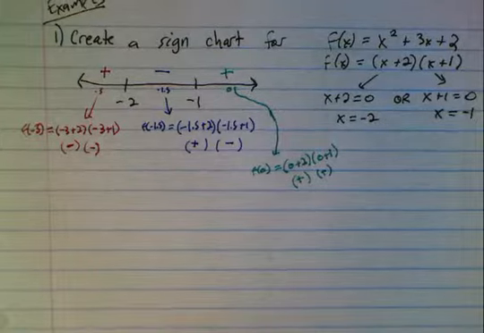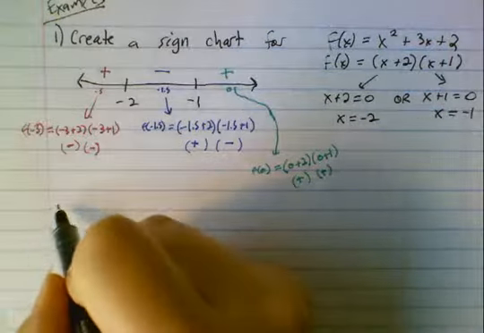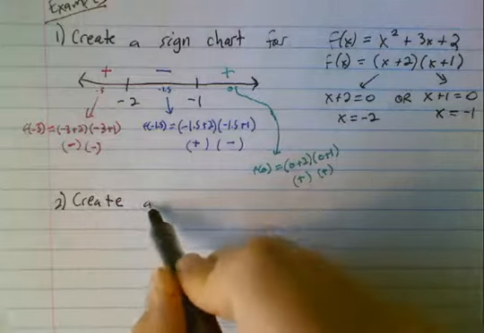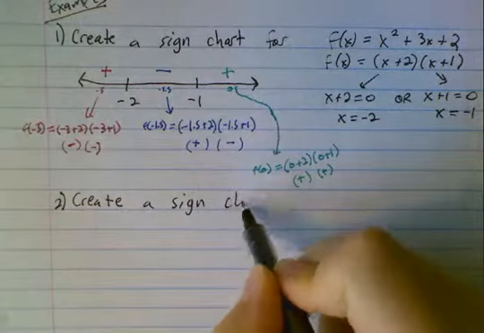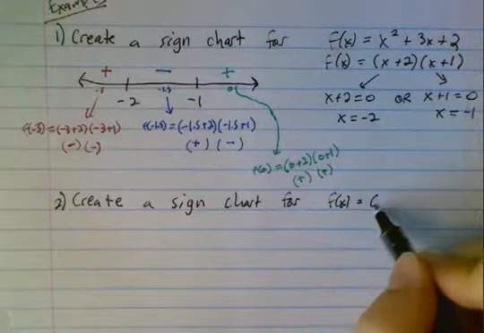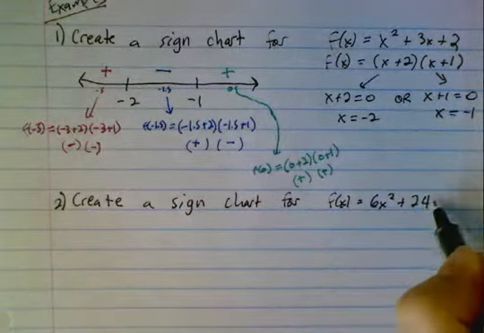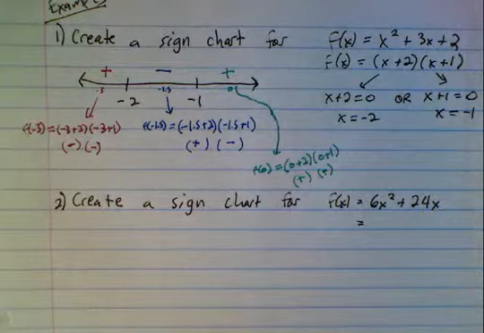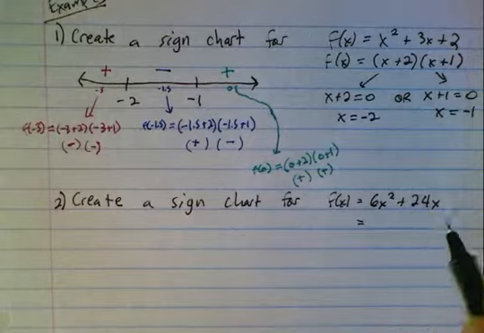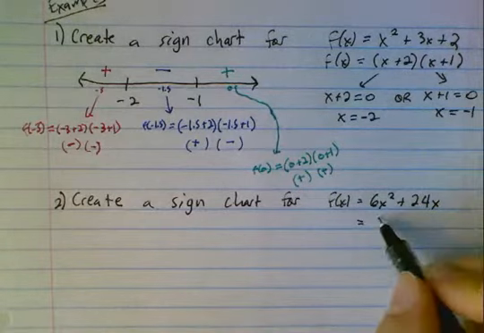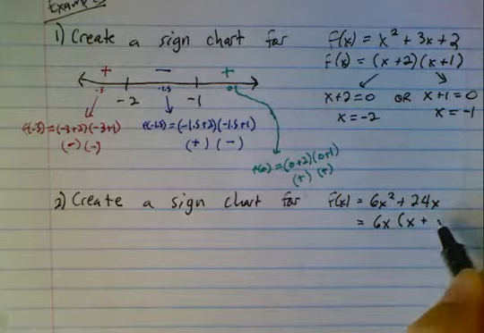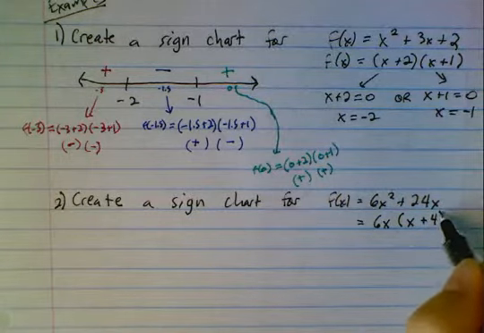So let's do another one. Create a sign chart for f of x equals 6x squared plus 24x. So rather than doing our diamond or our box to factor up here, we've got common factors. So 6 and x are in both of them, so 6x can be factored out. And we've got x plus 4.